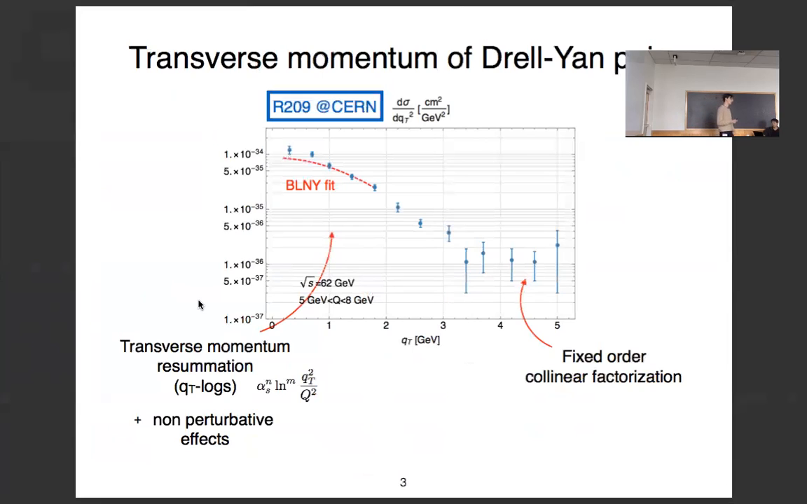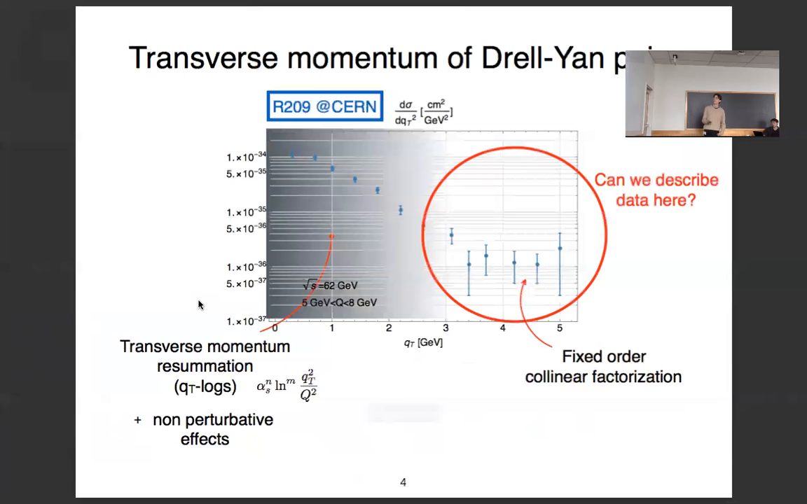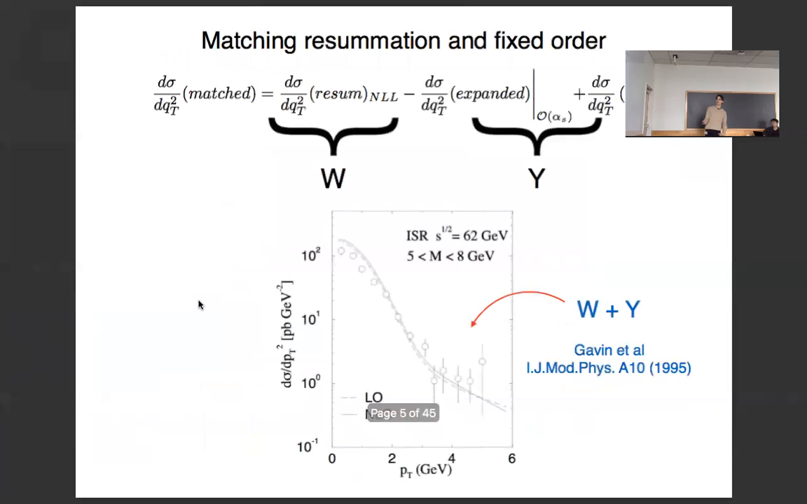But when we looked into the literature, we could not find many studies on it. Only some studies from the 70s, when the parton distribution functions were not so well known. So our question is, can we describe the data here?